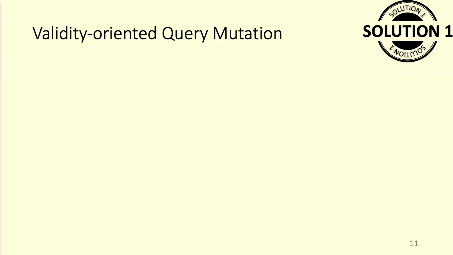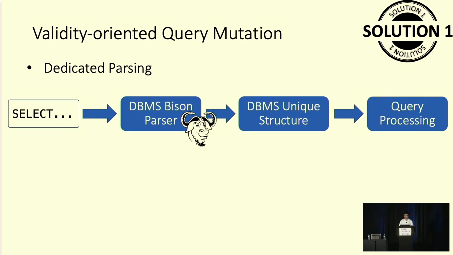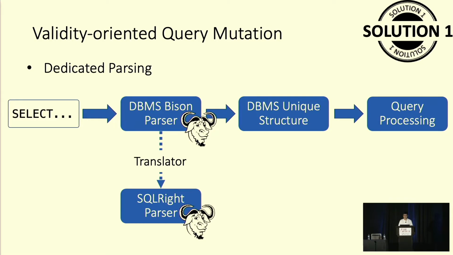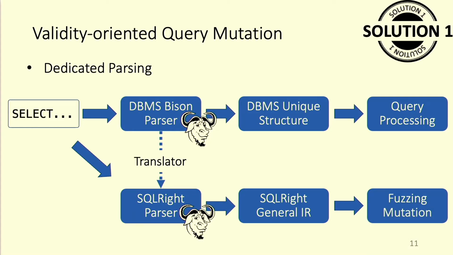So to mitigate the first challenge and to generate high-validity queries, we propose a few validity-oriented techniques in our fuzzing engine. The first technique is dedicated parsing. We noticed that most of the DBMS we tested use Bison to define their parser front ends. The DBMS parser parses the input query and transforms it into the DBMS's unique internal structure. Thanks to the well-documented Bison format, we use a translator script to transform the DBMS parser to the SQLRight internal parser. SQLRight then uses the internal parsers to transform the query inputs to SQLRight's internal general IR.